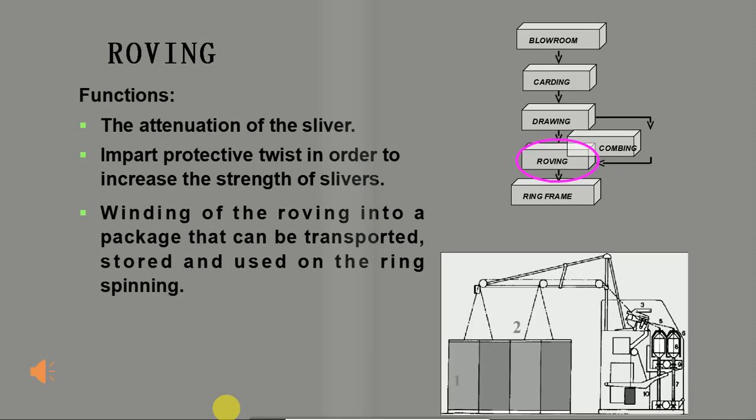Roving. Functions: the attenuation of the sliver, impart protective twist in order to increase the strength of slivers, winding of the roving into a package that can be transported, stored and used on the ring spinning.